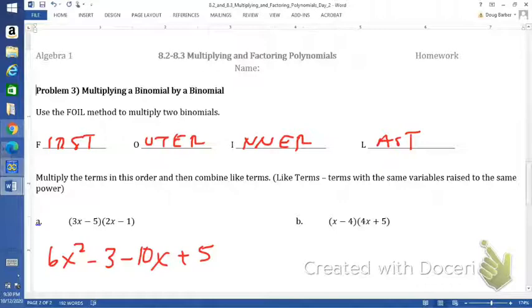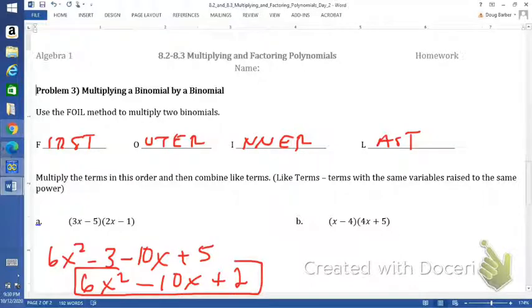All that's left to do is combine like terms. So we have 6x squared minus 10x, and then a negative 3 and a positive 5. That's going to give us a positive 2. So notice I wrote this in standard form, where the powers are written in descending order. So notice I didn't put the 2 ahead of the negative 10x.